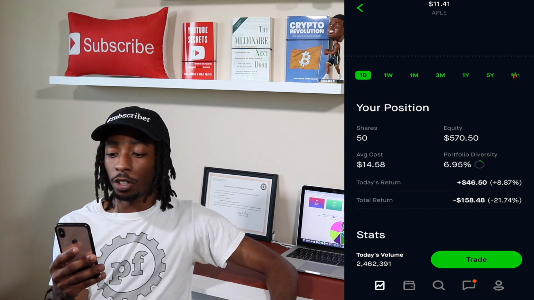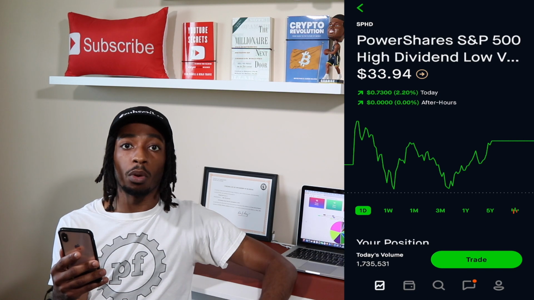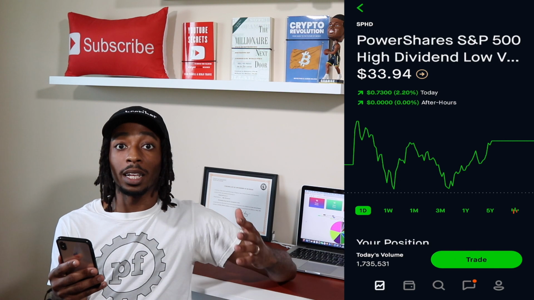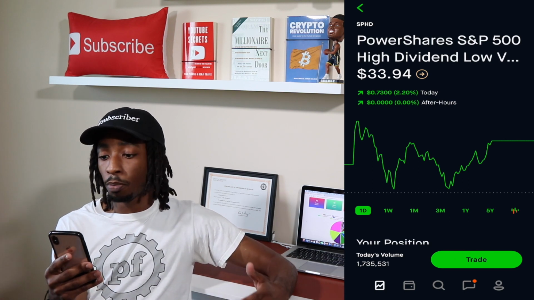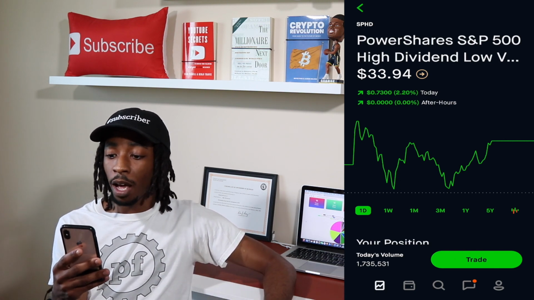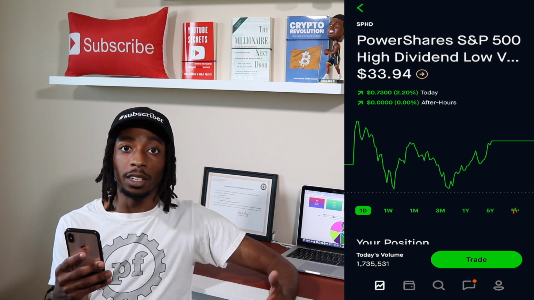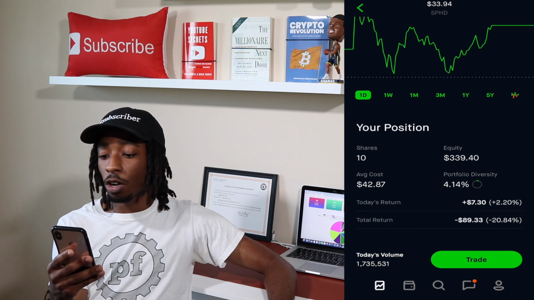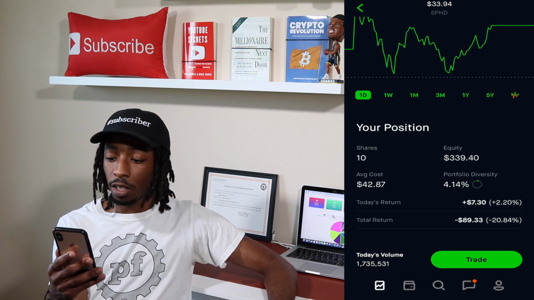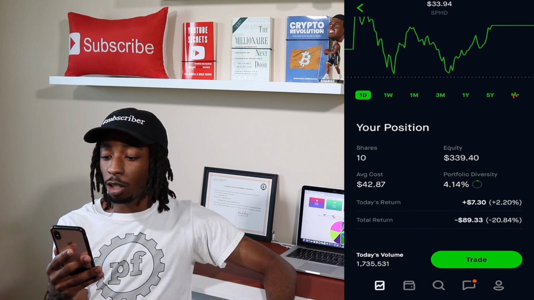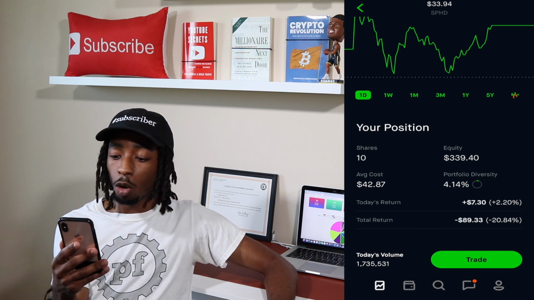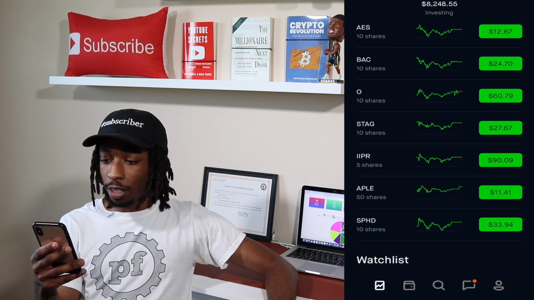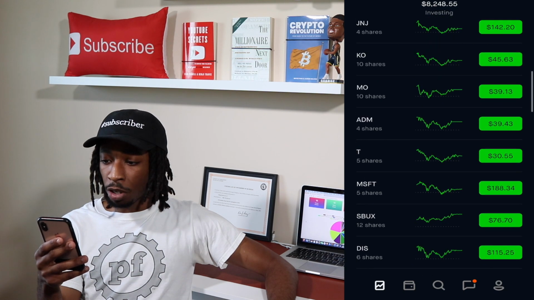As we scroll over to the last position here in my portfolio, this is also the only ETF or exchange traded fund that I hold in this portfolio. It is Power Shares S&P 500 High Dividend Low Volatility ETF. Moving on down here, you can see I have a total of 10 shares. The average cost, $42.87. I am down a little bit on this position at 20.84%, which is equivalent to $89.33.